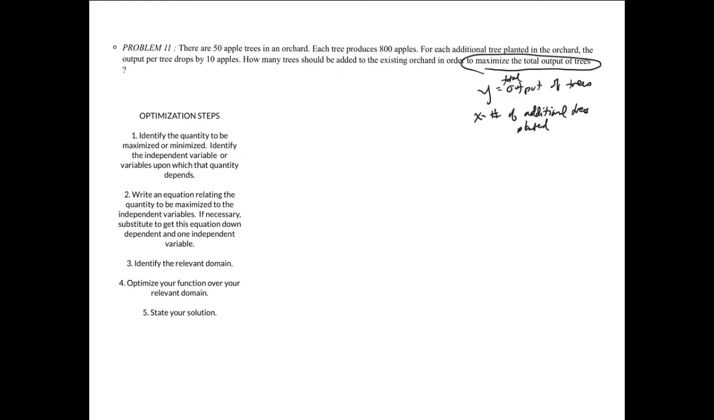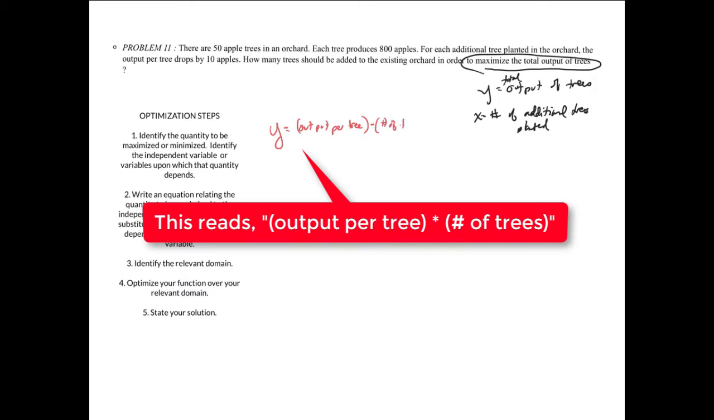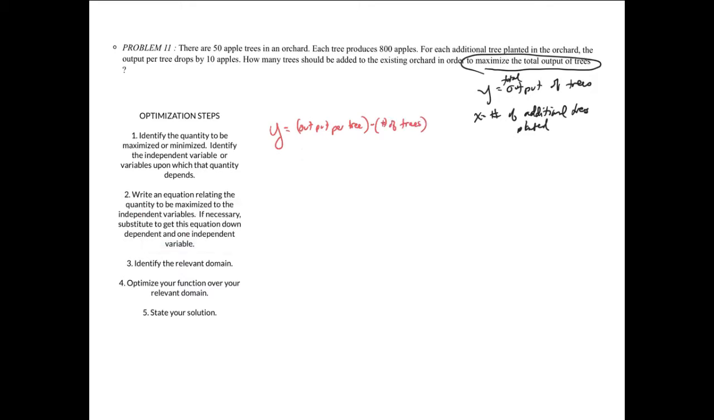So write an equation for the quantity to be maximized. So the total output, which I'm calling y, is going to be, now if you think about this, this makes sense, just don't overthink it. The total output of the trees, the way you would count the fruit on the tree, is you would take the output per tree and you would multiply that by the number of trees. Now, that y, the dependent variable, depends upon two independent variables right now, output per tree and the number of trees. So we need to get this down into one variable.